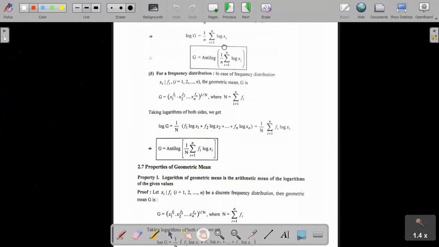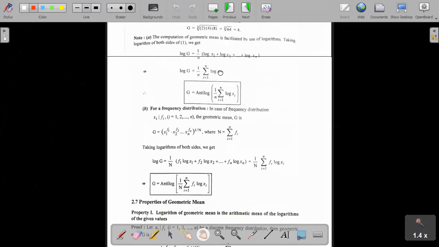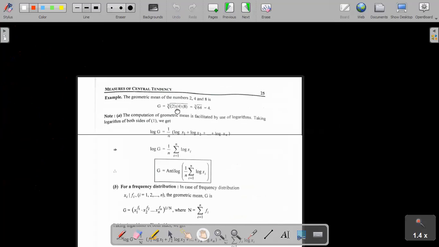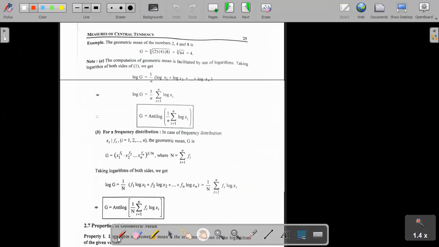So in case you want to calculate this mathematically, what you can do is take log. Otherwise there are simple calculations, we can calculate it this way. He is just telling you how to calculate. So what was the formula for G? What was geometric mean in general? It was x1 f1, x2 f2, so on up to xn fn, whole to the power 1 by n.